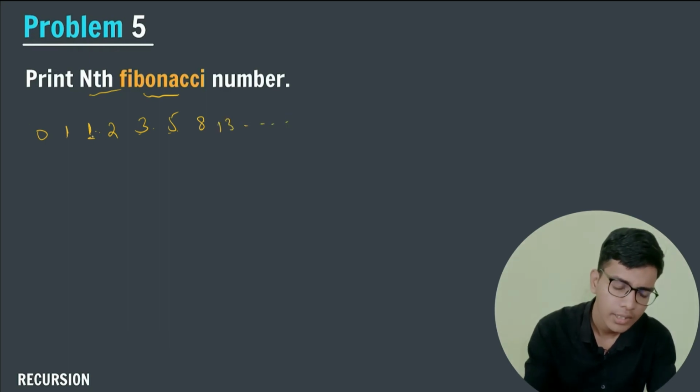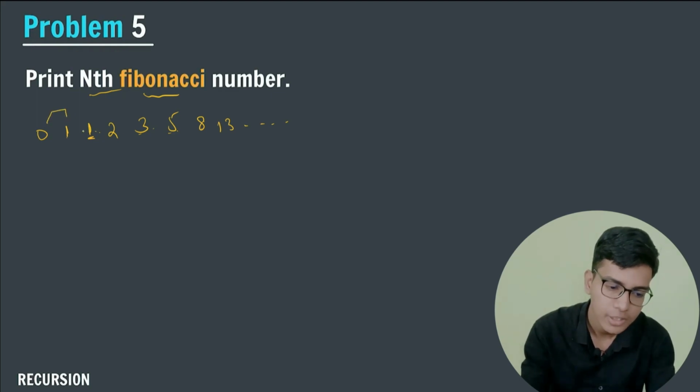So the third number, or whatever the number is, is equal to the sum of the previous two numbers. This number is the sum of two numbers, and this number is the sum of these two numbers, and 5 is equal to the sum of these two numbers.